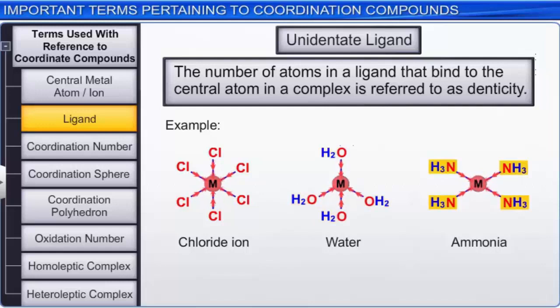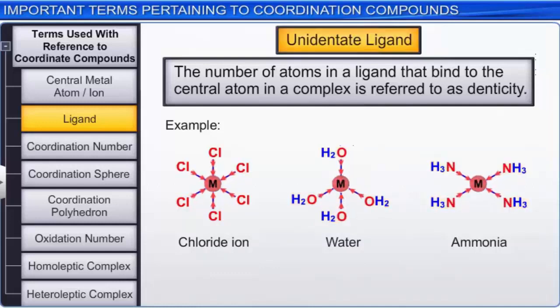So these ligands are called what? Unidentate ligands. That means only one pair of electrons is donated to the central metal ion by the ligand, which forms a single bond with the central metal ion. That's why these ligands are called unidentate ligands. The next one is bidentate ligands.